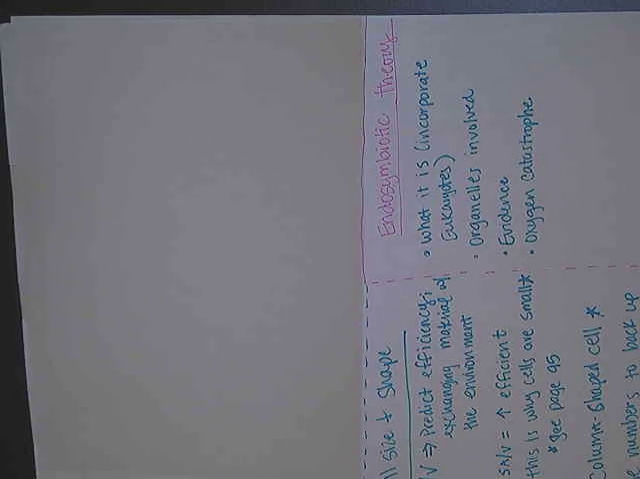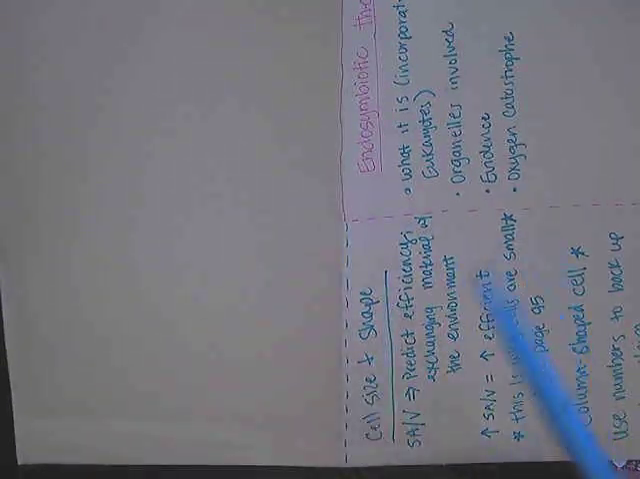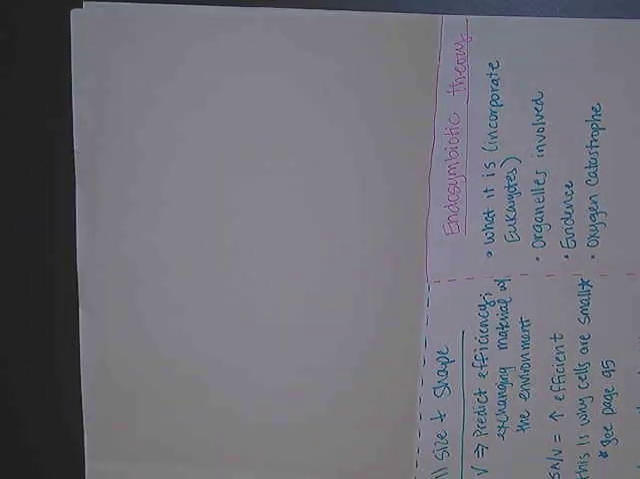Hey everyone, welcome to part 2 of the notes on cell biology. We have already summarized the endosymbiotic theory. We have discussed and done some practice with cell size and shape. Now we're going to look at the difference between prokaryotic and eukaryotic cells.